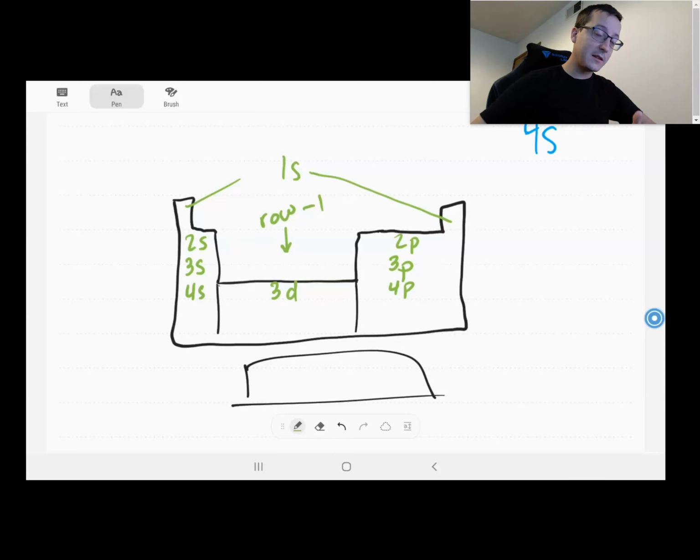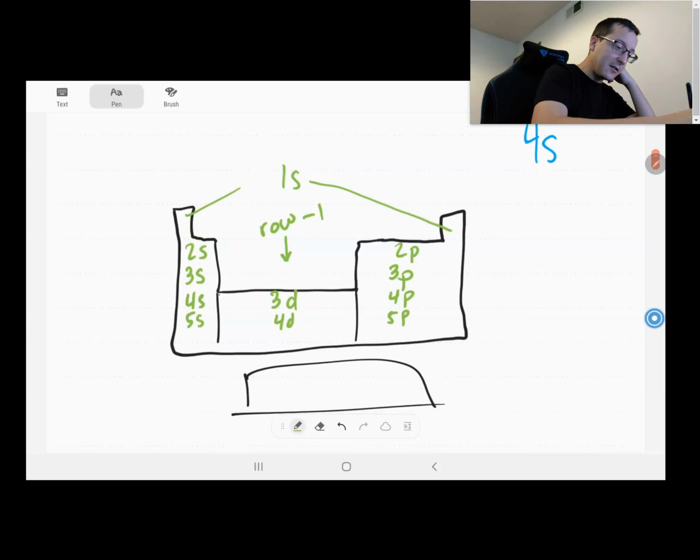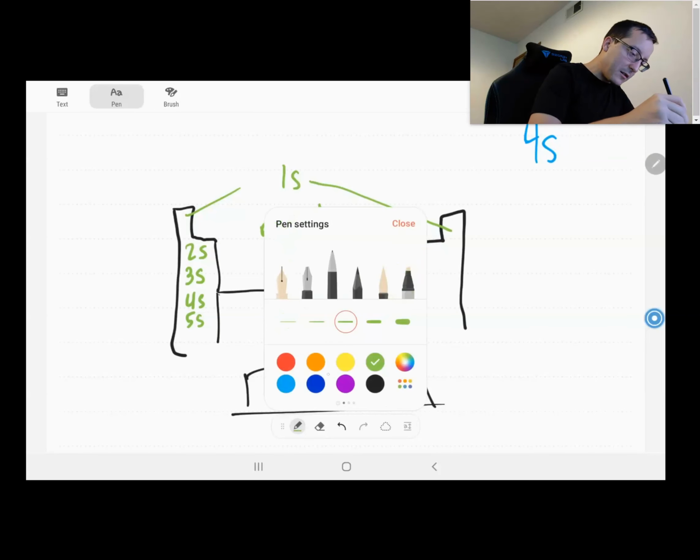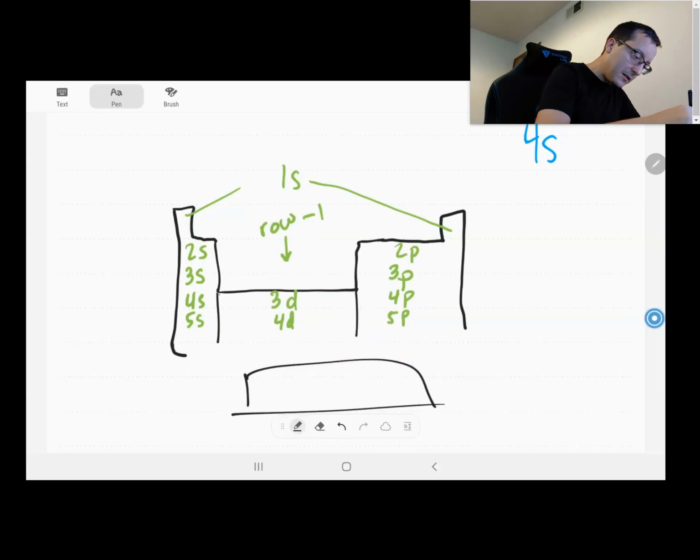Okay, 4p is no different than the rest of the p's. So if we continue on, we're going to see we have 5s and 5p. And in between those, the second row of the transition metals is going to be 4d. I'm going to have to make my periodic table just a little bit bigger. Sorry, guys. I'll just extend that down a little bit.